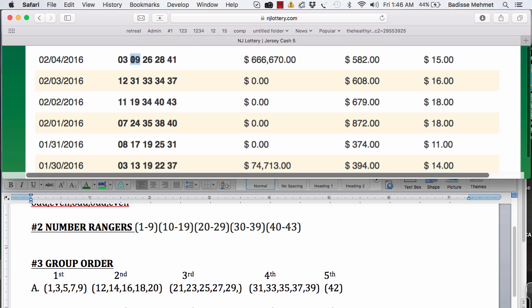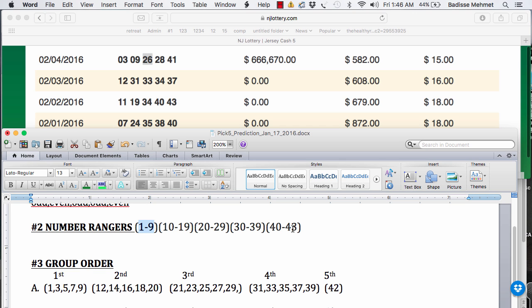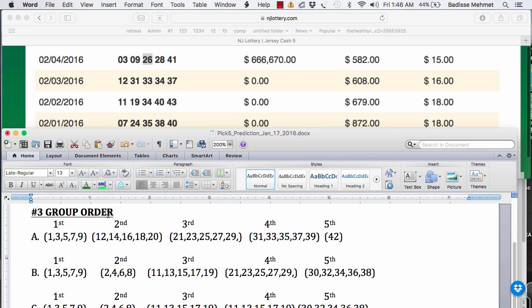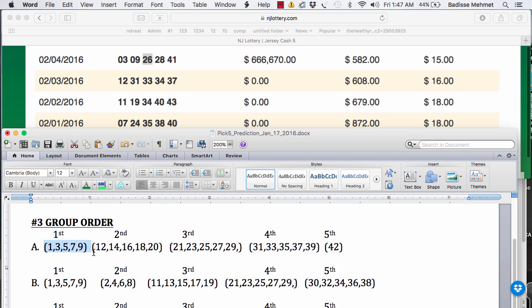The second position tends to be most often 10 to 19. And the third position, 20 to 29. And then the fourth position, 30 to 39. The fifth position, 40 to 43. But you need to also consider group orders, okay? First, second, third, fourth, and fifth. All right? So group orders, for example, you start with first order, 1 to 9, simple, right?